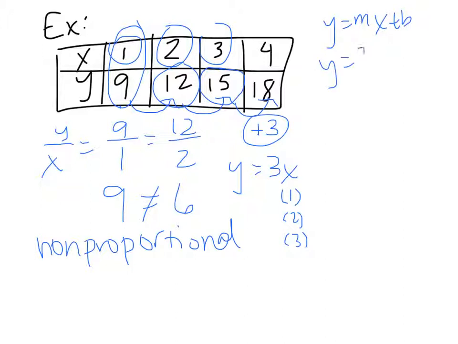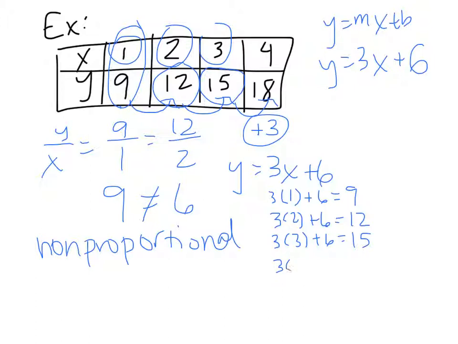Well, what's happening every time? Every time I get a number that is 6 below what I need it to be. So what I need to do is add 6 to that 3 times x. And now if I plug in a 1, plus 6, 3 times 1 is 3, plus 6, oh, that's 9. 3 times 2 is 6, plus 6 is 12. 3 times 3 is 9, plus 6 is 15, and 3 times 4 is 12, plus 6 is 18. And now I have my equation that goes with my non-proportional relationship.